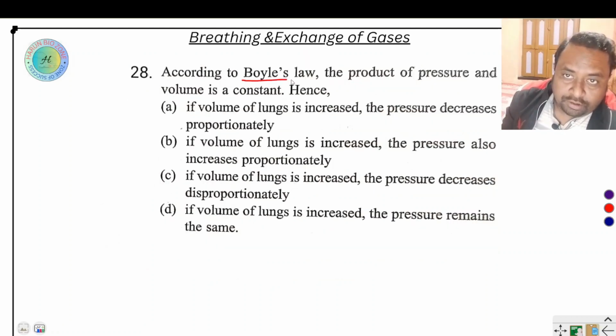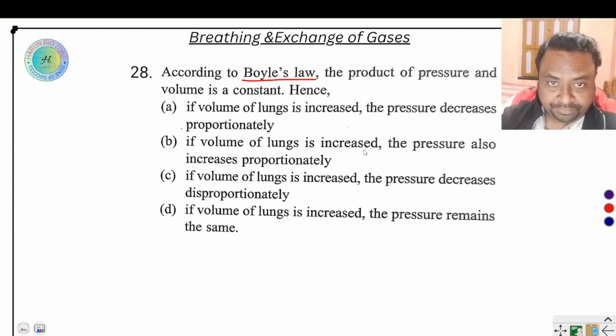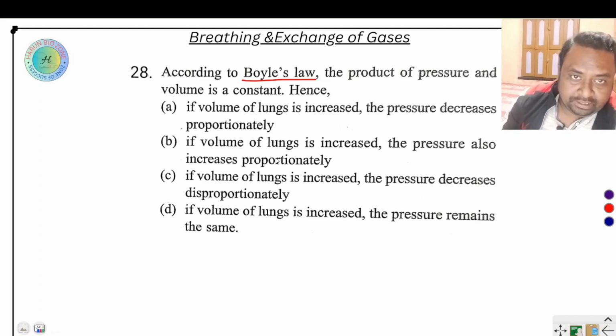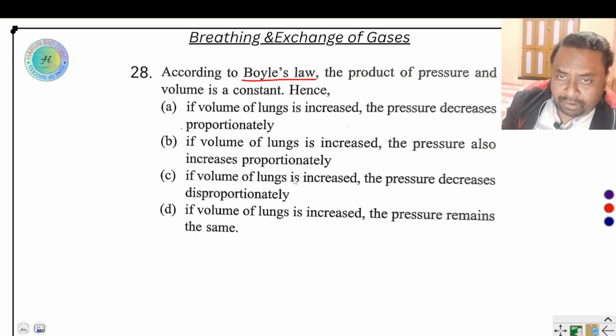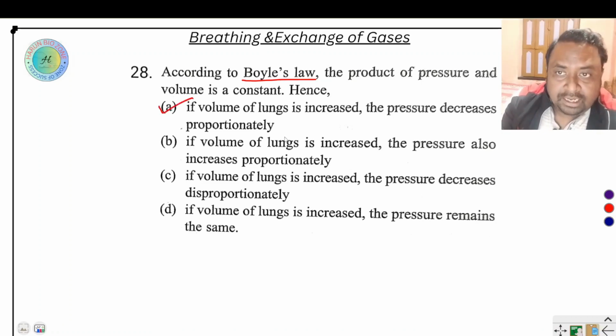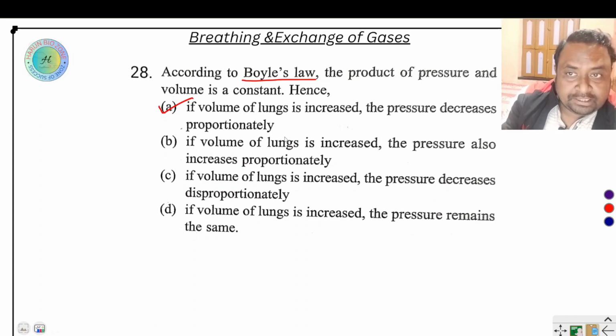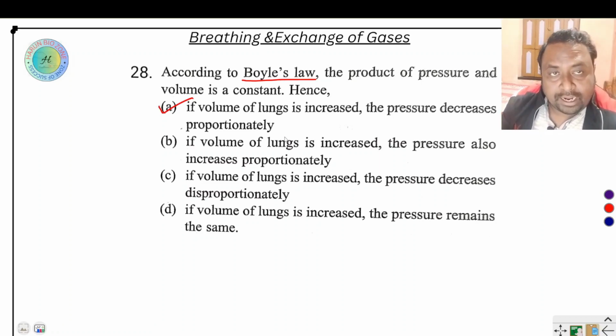According to Boyle's law, the product of pressure and volume is constant. Hence, if volume of lungs increases, the pressure decreases proportionately. If volume of lungs increases, the pressure also increases proportionately? If volume of lungs is increased, the pressure decreases disproportionately? The right option is A. If volume of lungs is increased, the pressure decreases proportionately. Okay, so air moves from high to low concentration.